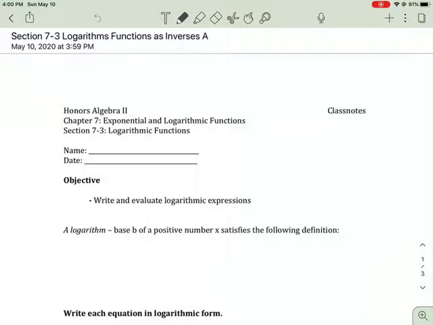Hi everyone. So today we're going to work on what is called logarithmic functions. So we're going to work on this. We better define what it is so that we can understand what we're going to do. Okay, so a logarithm is going to be defined as base b of a positive number x satisfies the following definition.